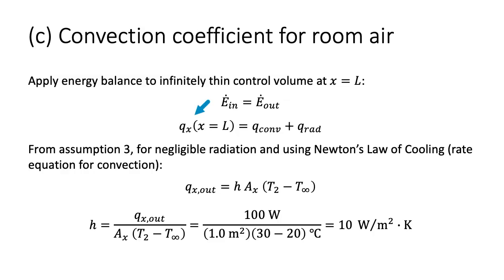For the energy in, we can use our result for the conduction in the wall at x equals L. For the energy out, in general, there will be convection to the air and radiation to the surroundings. From assumption 3, we assume that the radiation is negligible and we substitute in Newton's law of cooling for the convection. The resulting equation can be solved to obtain the convection coefficient from the specified conditions. Substituting in values, we get 10 watts per meter squared Kelvin, which corresponds to a typical value for natural convection to air.